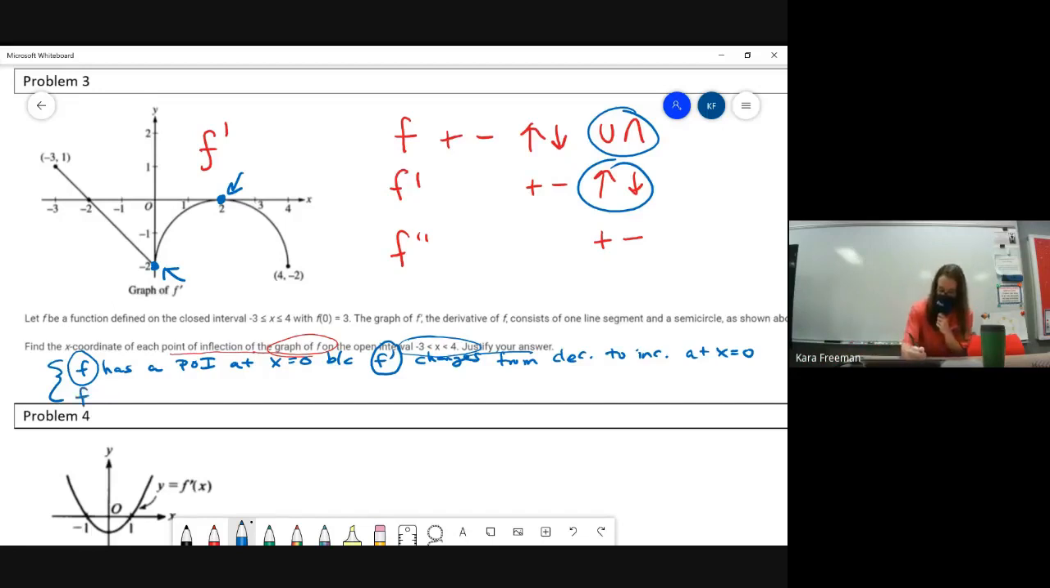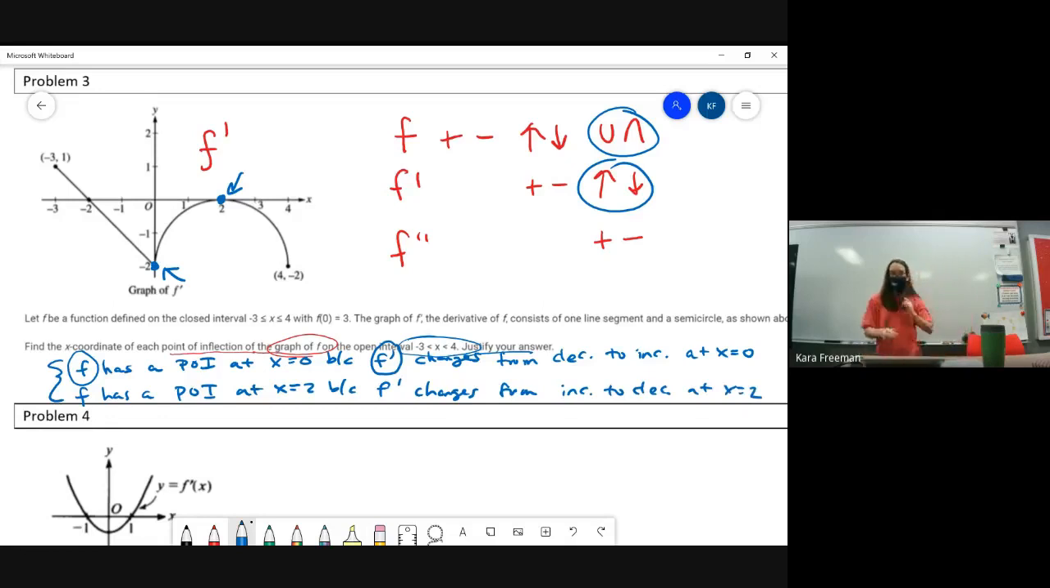Now I've got to make the other statement. F has a point of inflection at x equals 2 because that's a different reason: f prime is changing from increasing to decreasing at x equals 2. Now, if both of those points were changing from decreasing to increasing, sure. You know what I'm saying? If they're both relative mins or both relative maxes, you could lump them into one statement. You could say f has a point of inflection at 0 and 2 because, does that make sense? If they were doing the same thing. Y'all good with that? Okay.